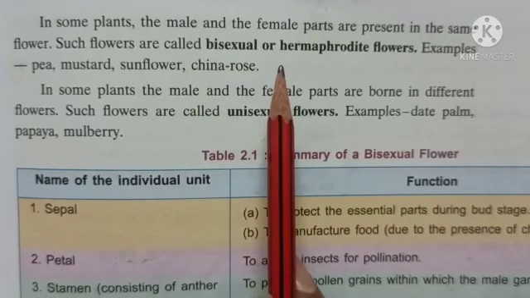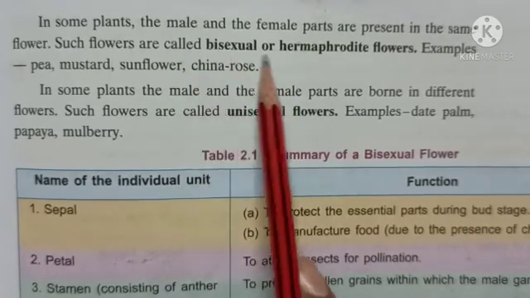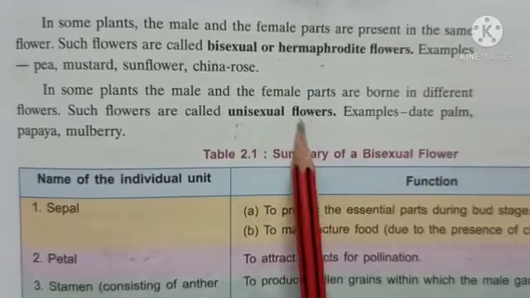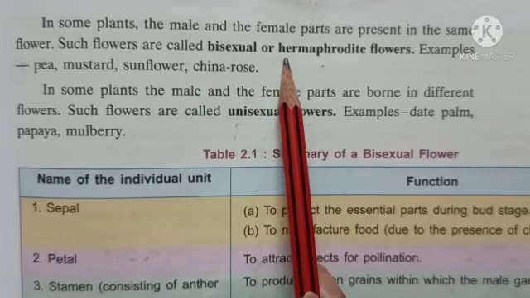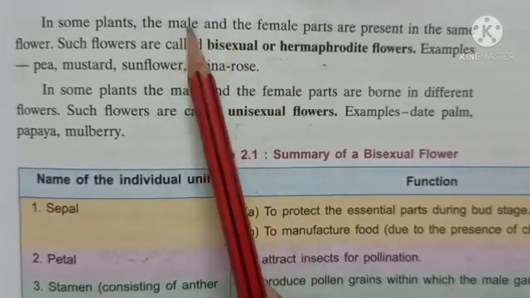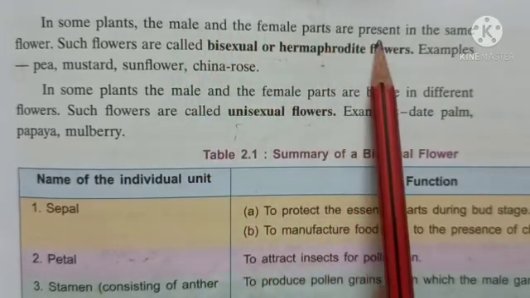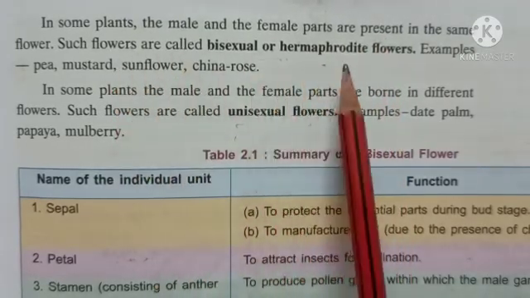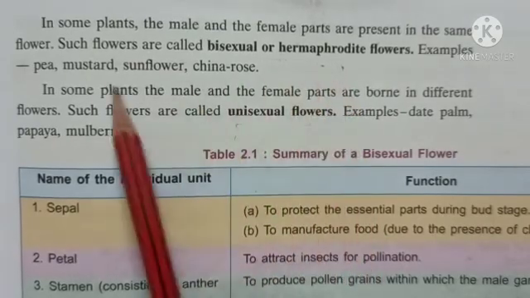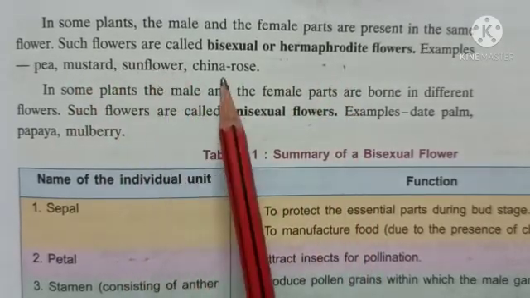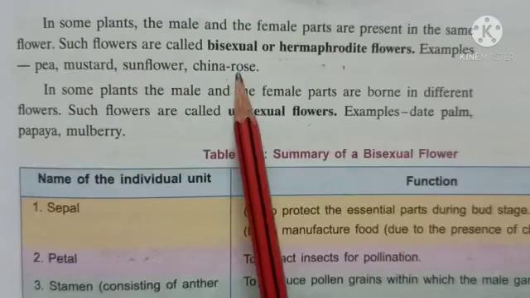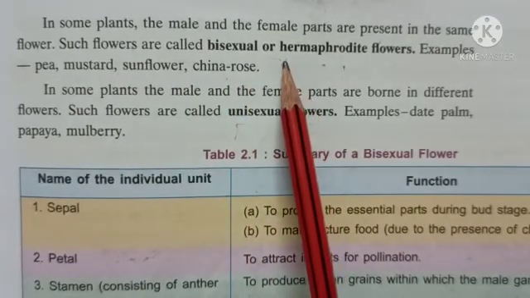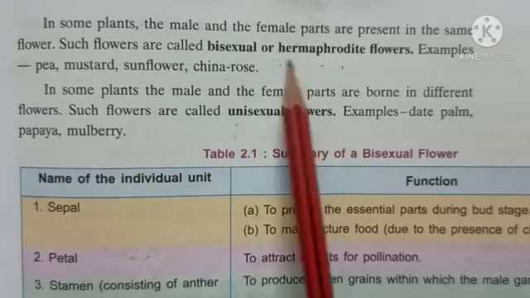There are two types of flowers. One is called bisexual or hermaphrodite flowers, and the second is called unisexual flowers. So what are bisexual flowers? Flowers in which male and female parts are present in the same flower are called bisexual or hermaphrodite flowers. For example, pea, mustard, sunflower, China rose. It means the flower in which stamens are present and carpel is also present, right?